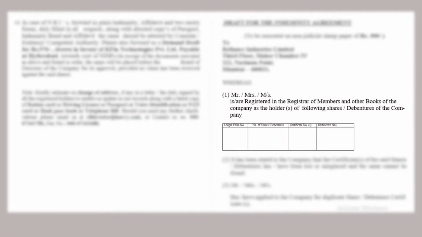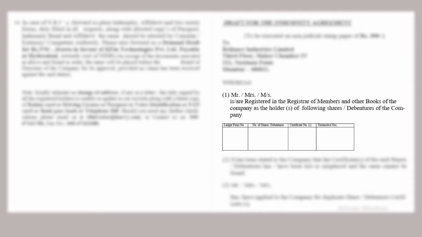Now in this, as you can see, just provide the name of the registered shareholder. In case it is a single shareholder, you provide the single shareholder's name. In case they are joint shareholders, as many as 2 or 3, you'll provide the names of all the shareholders. Then further, they're asking for the details of the shares.